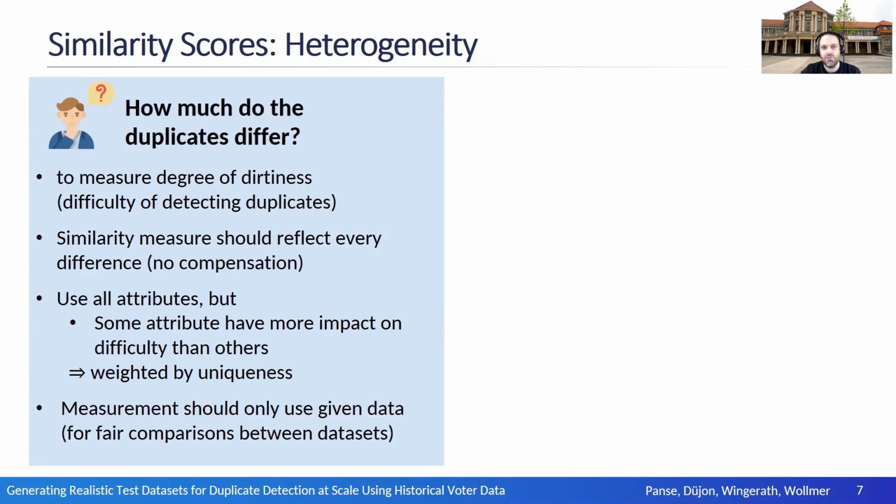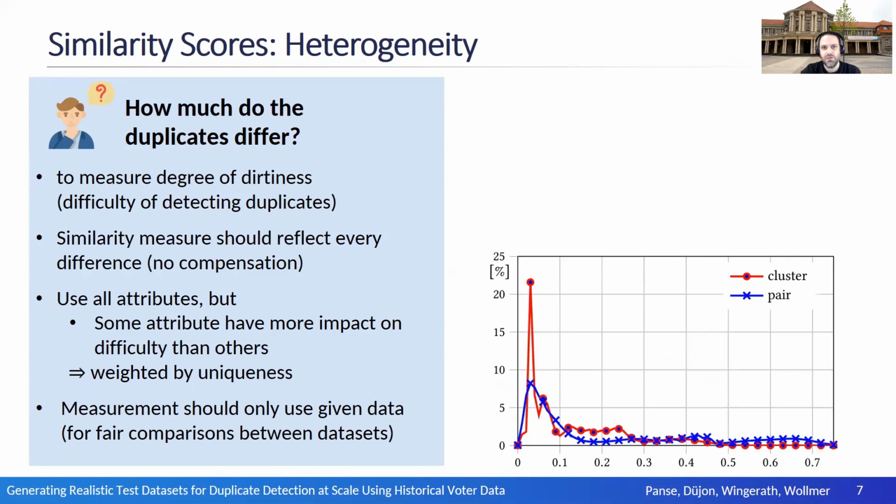Finally, when we want to evaluate algorithms on datasets with different degrees of dirtiness, we should be able to compare these scores. Therefore, we decided that we did not include any external knowledge in the measuring process. As you can see on the right side, although we have eliminated all exact duplicates, many of the remaining duplicate pairs are very homogeneous. Nevertheless, even if very small in percentage terms, we also have a large number of pairs in higher ranges of heterogeneity.